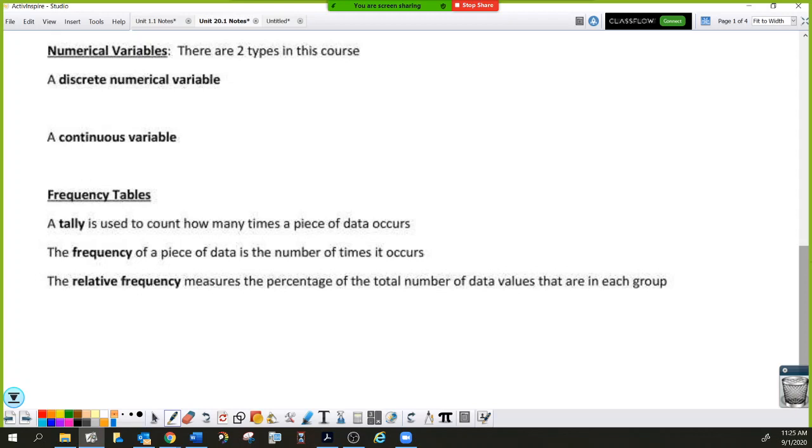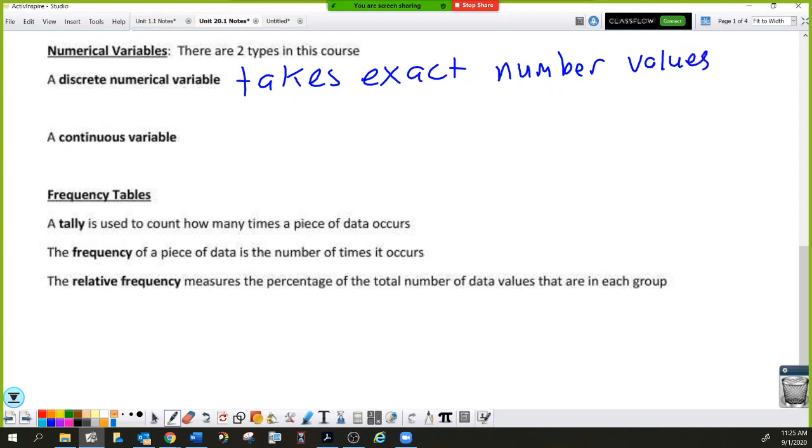Sorry, I'm flipping through my papers here. There we go. So I want to make sure I write down exactly the definition that I want you to see. So a discrete numerical variable takes exact number values and is often a result of counting.